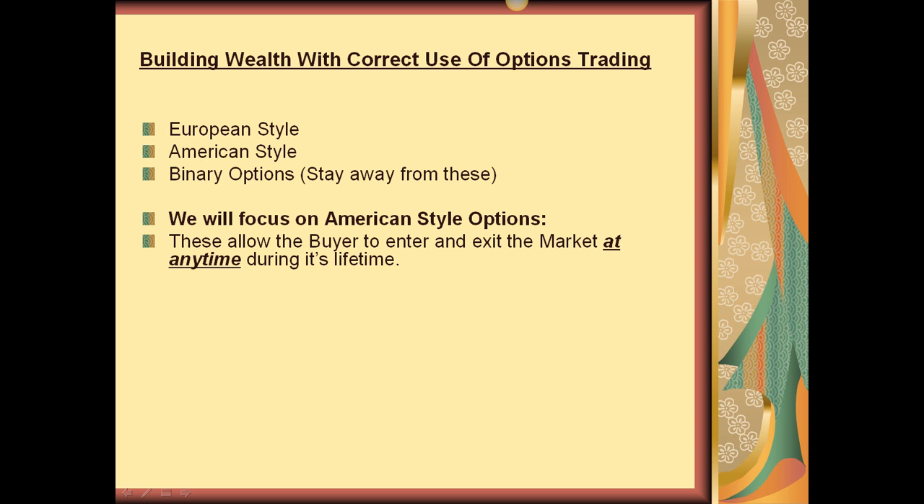But out of the two others, we would avoid the European style because they are only exercisable at the end of the life of the contract, whereas we want to be in and out, and therefore they are not suitable. So we will focus on American style options. American style options allow the buyer to enter the market and exit the market at any time during the lifetime of the option if it is profitable for him to do so. But he has no obligation.